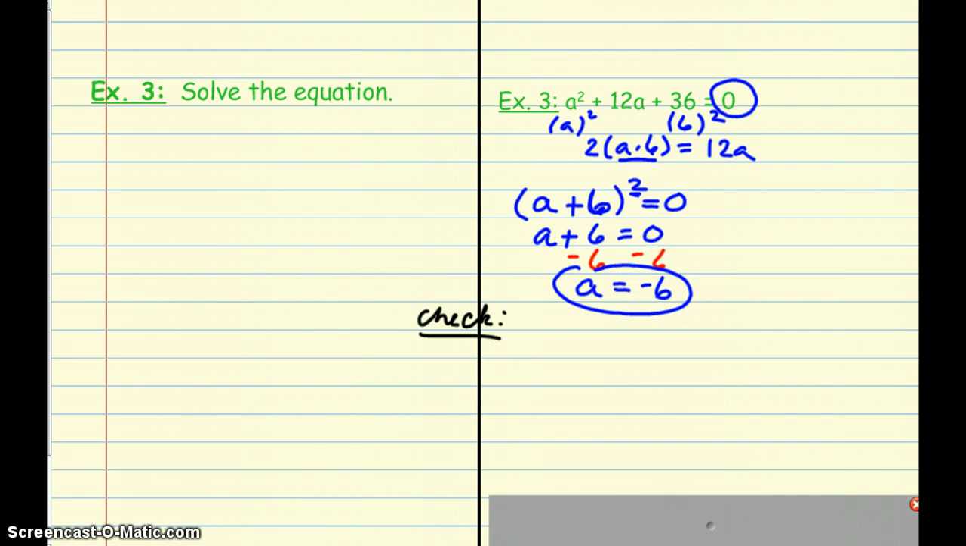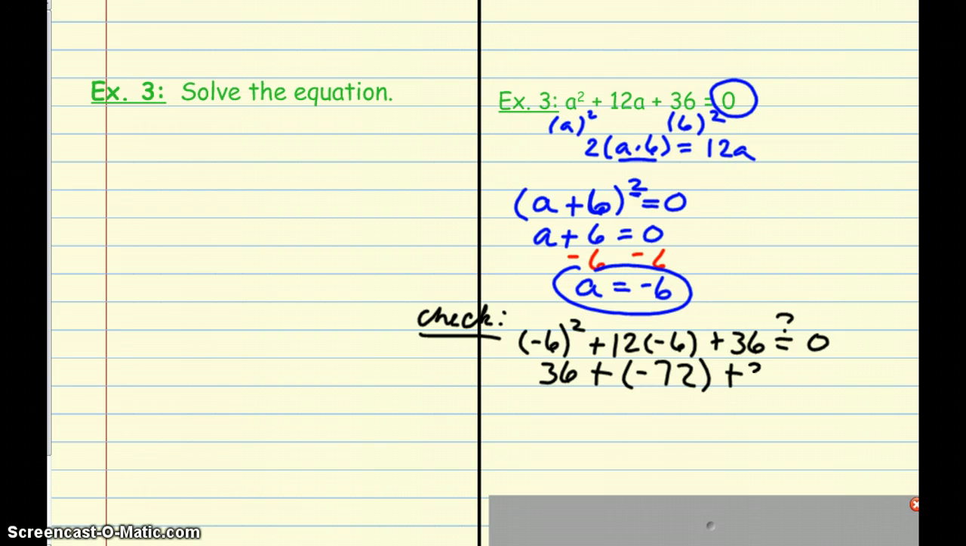The other thing that we want to do is check our answer just to make sure that we haven't done anything wrong. So we're going to take that -6 and put it back into our original equation. We have -6 squared plus 12 times -6 plus 36, and we're checking to see if this is equal to 0. -6 squared is 36, plus 12 times -6 is -72, plus 36. I see that 36 plus 36 is 72, and 72 plus -72 is 0, which is exactly what we wanted.